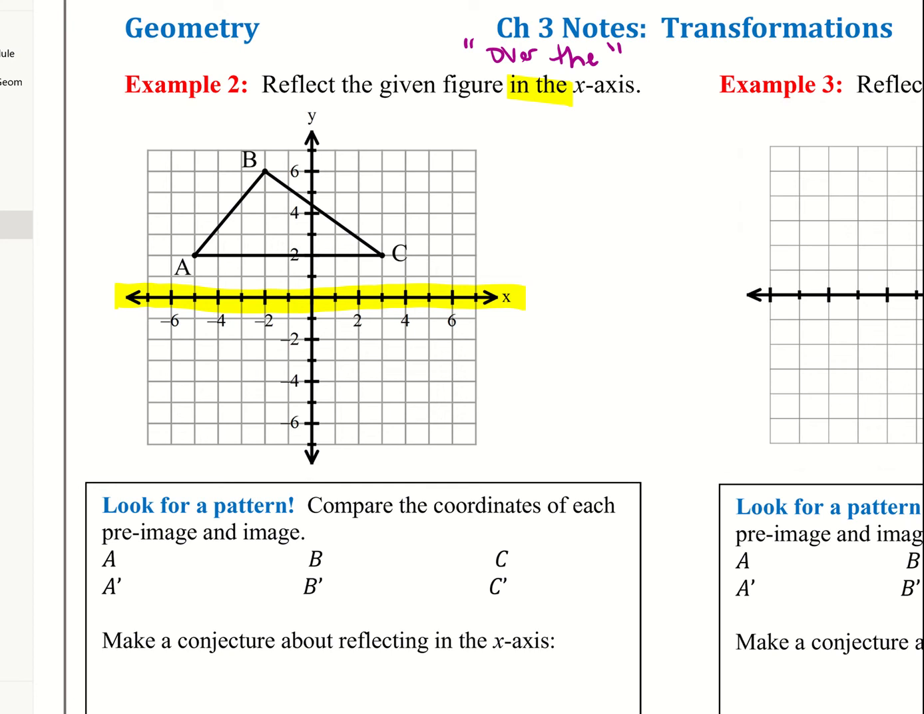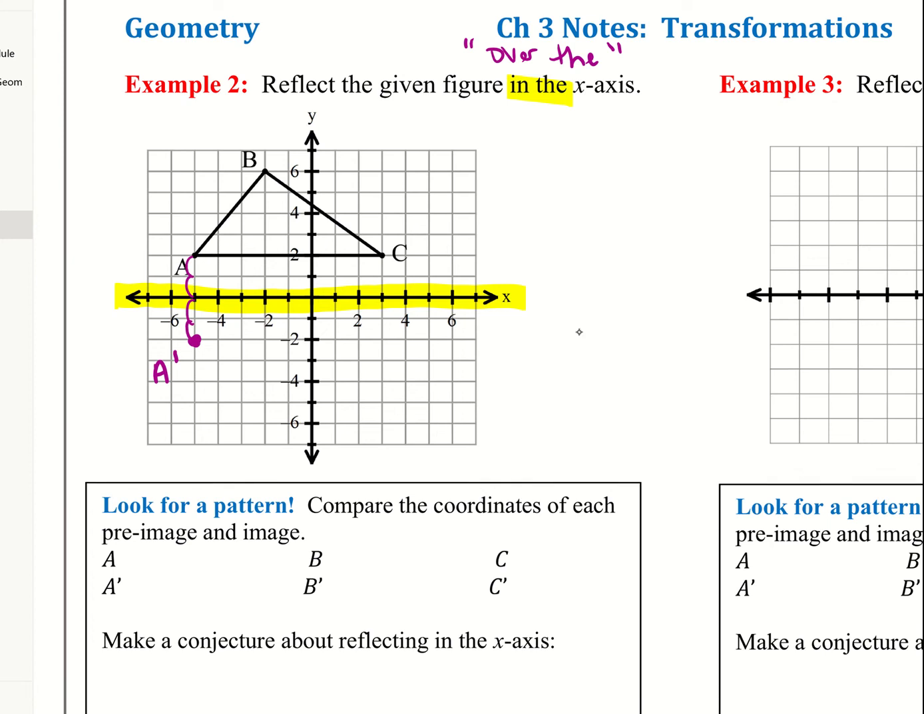Basically, what we're going to do is if you're starting above this line, you're going to end up below this line. The easiest way to reflect a figure is to reflect one point at a time, just those corner points, just those vertices. I'm going to start by doing this visually, and then we're going to fill out the pattern below. A right now is 2 units above my line of reflection. I'm going to place it 2 units below, and when I do that, I'm going to name that A prime.